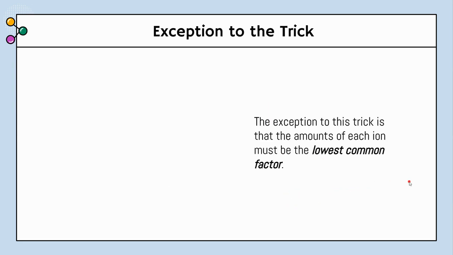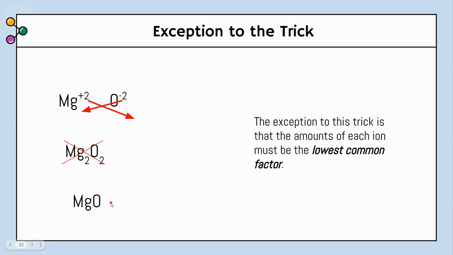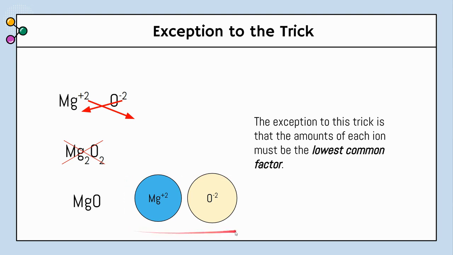Now this quick trick does have an exception, and that is that the amounts of each ion must be the lowest common factor. So if we look at, say, magnesium and oxygen, if we switch these charges, it'll suggest that it's Mg2O2. That is not the case, however. It's actually just MgO. We could divide each of these by 2 to get the lowest common factor, or just note from the beginning that Mg and O are already neutral as is with one of each. So you only need one of each to form your ionic compound.